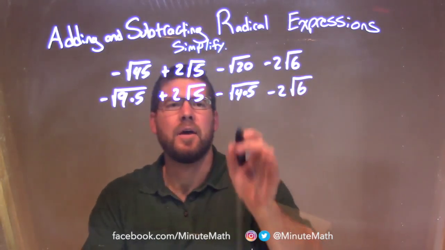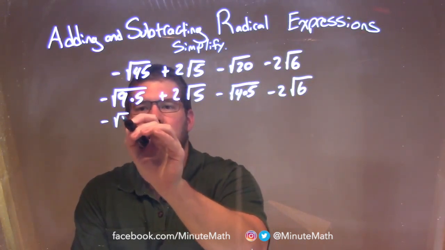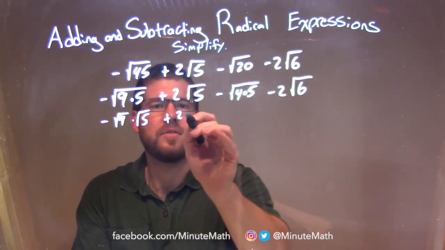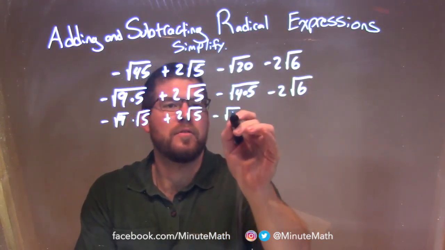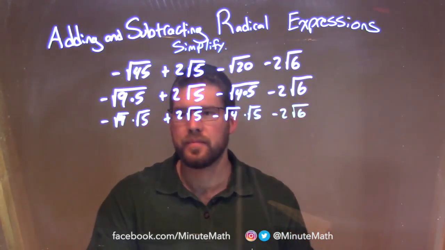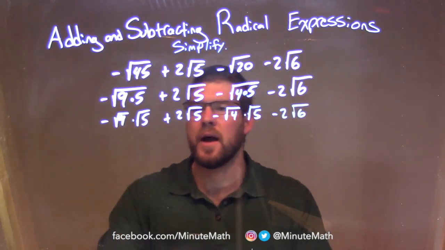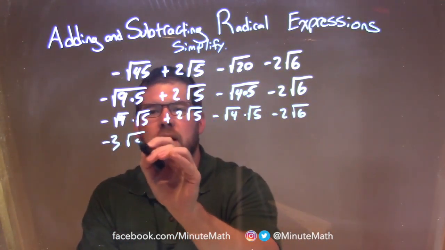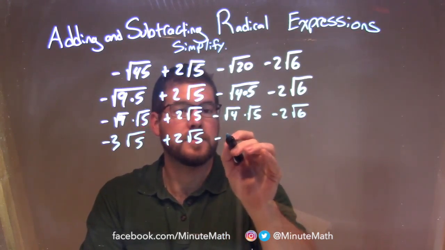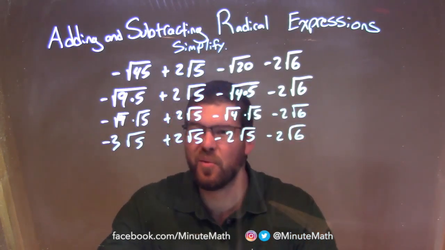Okay? So now I can break this apart a little bit. The 9 times 5 can be minus square root of 9 times the square root of 5, for each one. Plus 2 square root of 5 here, minus square root of 4 times the square root of 5, minus 2 square root of 6. All right. So now what we can look at here, let's just simplify. Square root of 9 is just a 3, so we have minus 3 square root of 5 here, plus 2 square root of 5, minus square root of 4, which is 2, 2 square root of 5, minus 2 square root of 6. Now we're almost done.